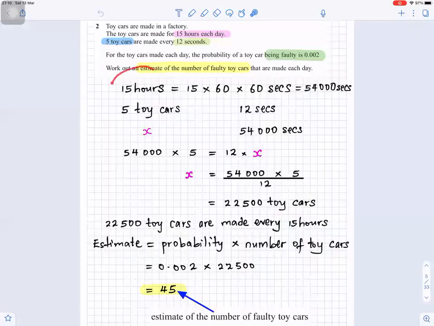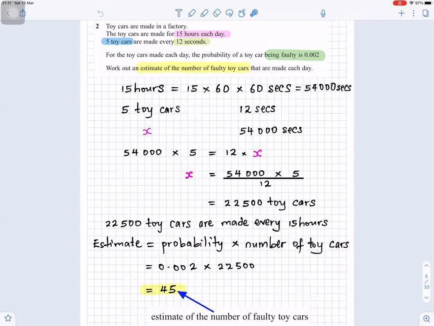So 15 hours each day, and we want to change that to seconds. So for 15 hours we multiply by 60 minutes and by 60 seconds. That gives us 54,000 seconds. So 5 toy cars are made every 12 seconds. How many, X, are made every 54,000 seconds?